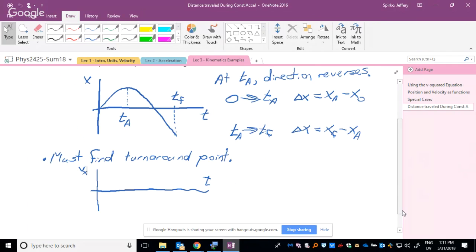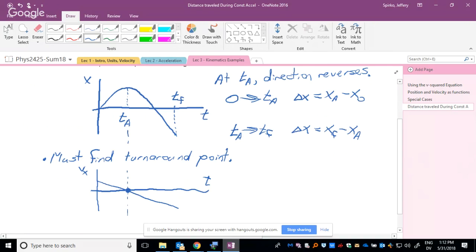And at this point, at t sub a, so let's drop that down to our other graph. At t sub a, the velocity should be 0. And then from that point on, the velocity starts to be negative, and it gets stronger and stronger and stronger. So our velocity graph actually is going to look like this. So you probably want to use the initial velocity and the acceleration to figure out what time this happens at.